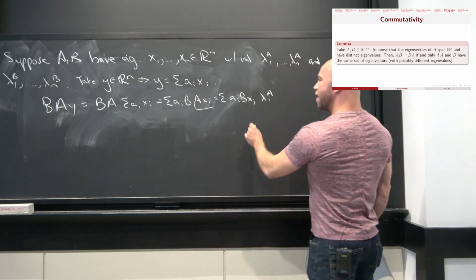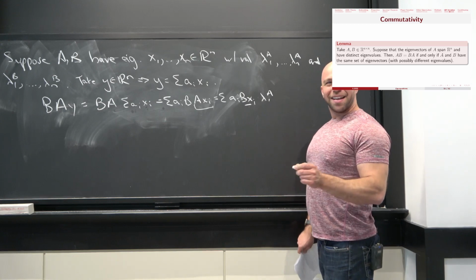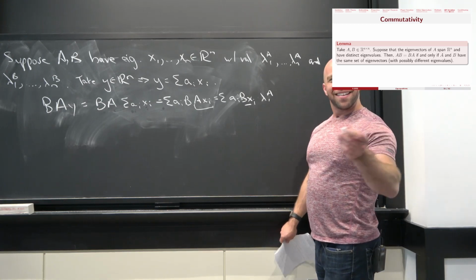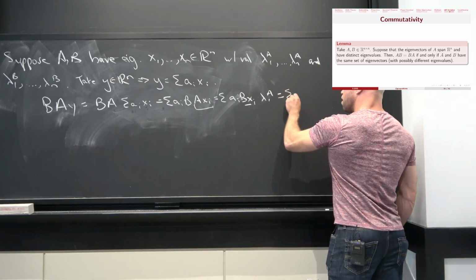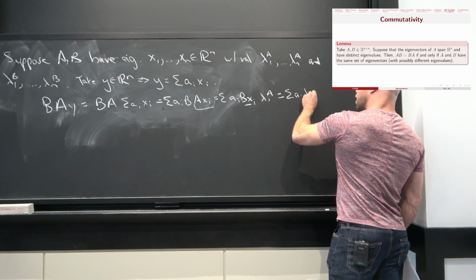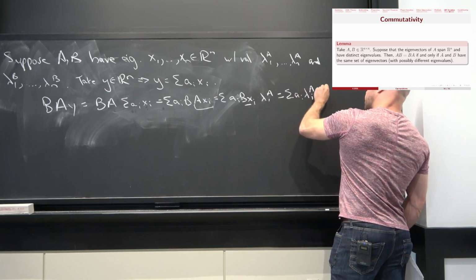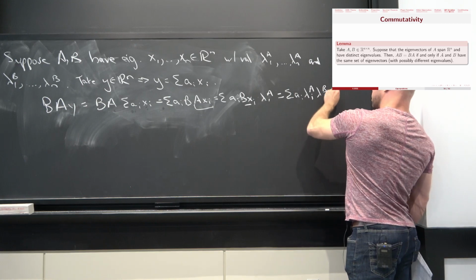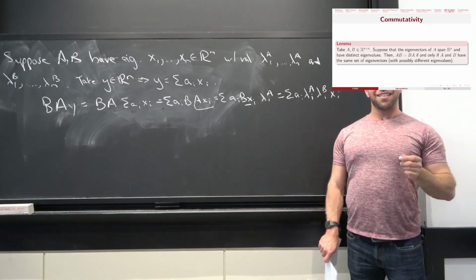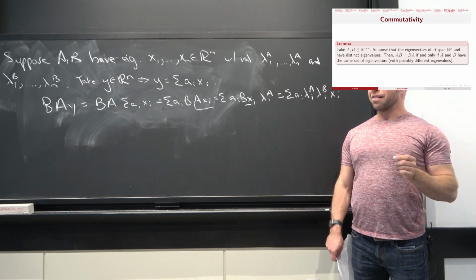Okay, so now we have Bx_i, but x is also an eigenvector of B, yeah? So this thing at the end of the day is the sum a_i lambda_i^A lambda_i^B x_i. Make sense so far?